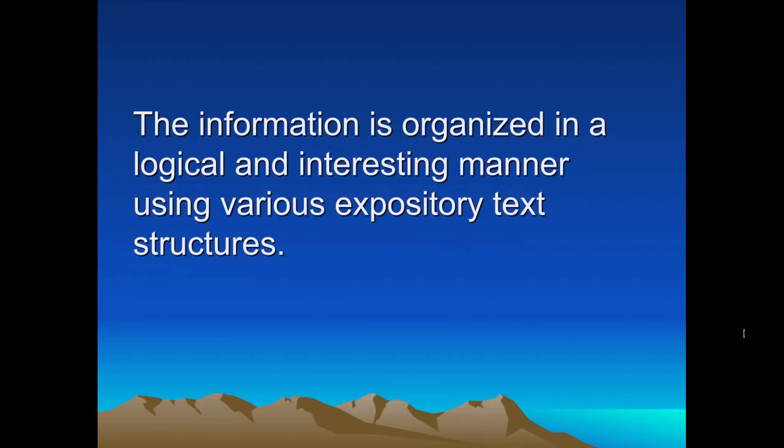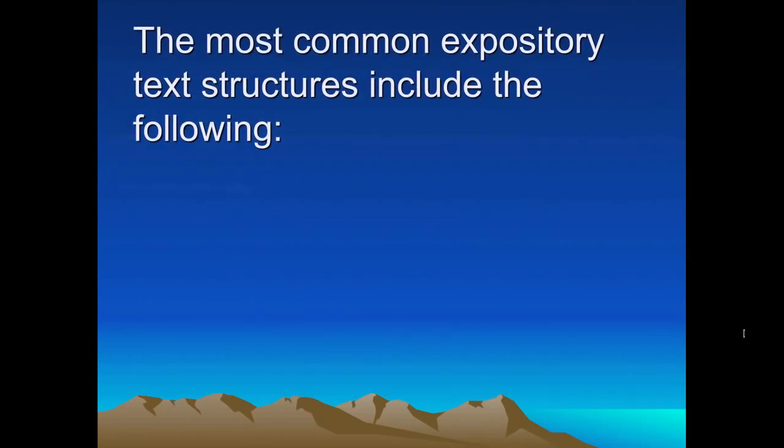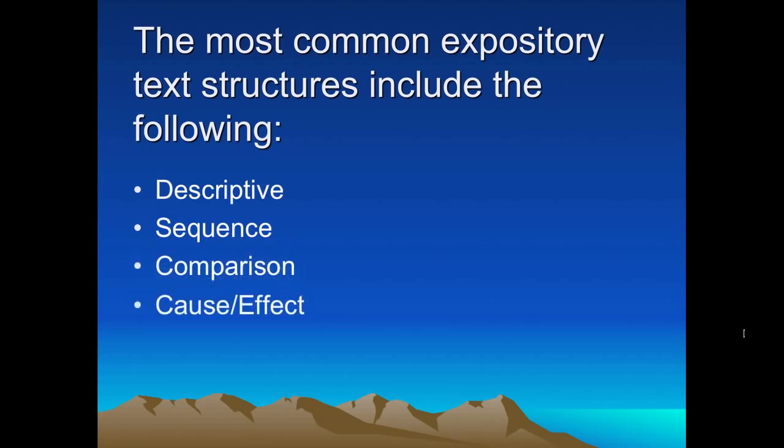And we are going to look at the 5 basic structures of expository text. So let's look at them. First, there's descriptive. There's sequence. There's comparison. There's cause and effect. And there's problem and solution. Those are the 5 most commonly used text structures in any expository text.